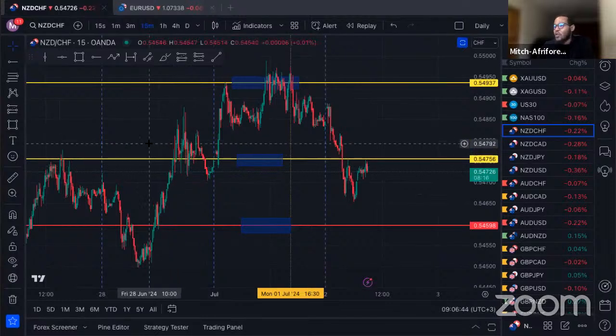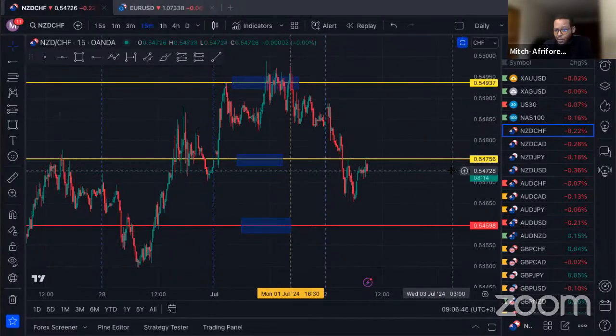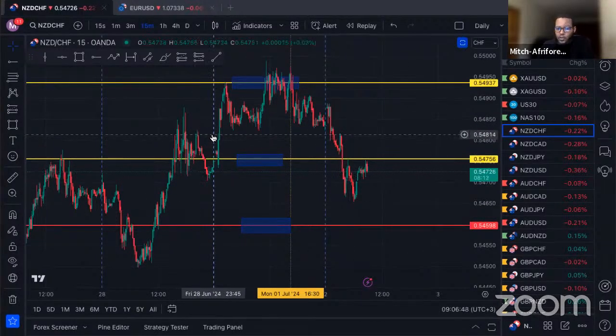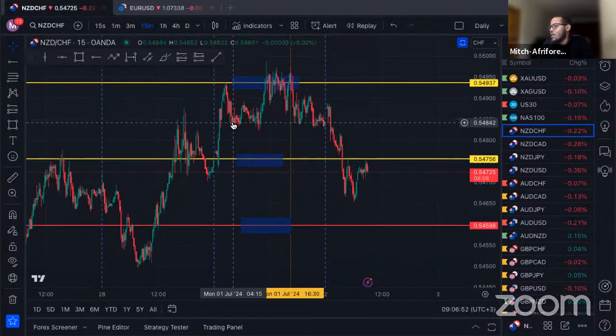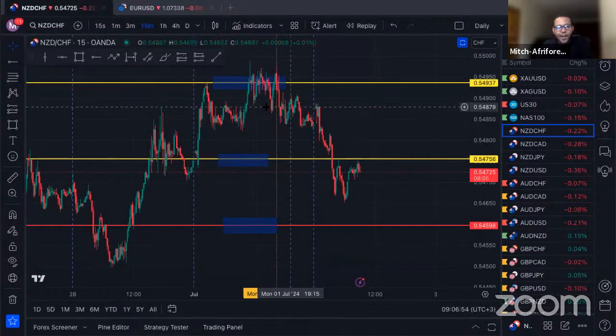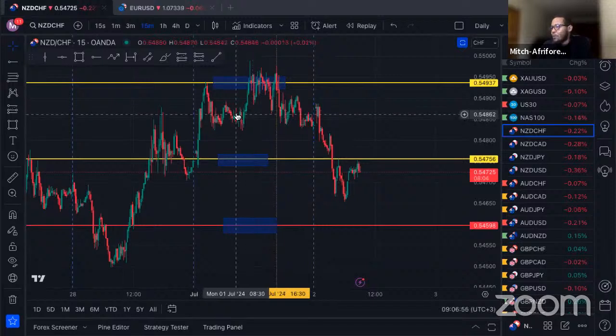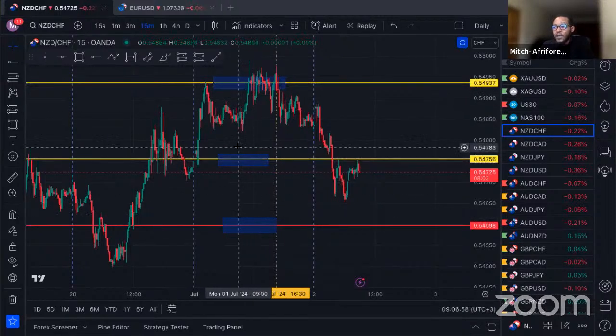Start off here with the New Zealand dollar against the Swiss franc. Most of the pairs that we're going to be looking at for review are the New Zealand dollar pairs, since they're not on our watch list for today. So yesterday we did have the New Zealand dollar against the Swiss franc. On this currency pair, we were looking for buying opportunities. You can see the three areas that we had pointed out yesterday.